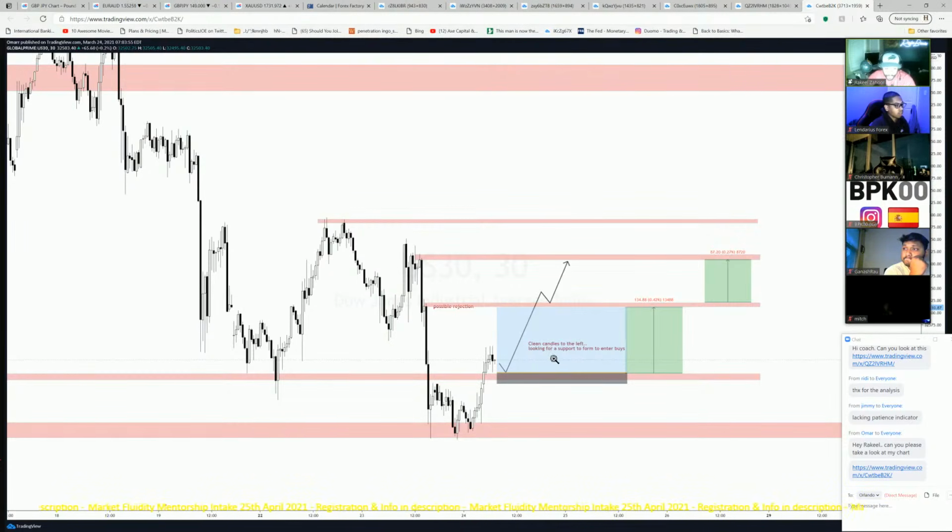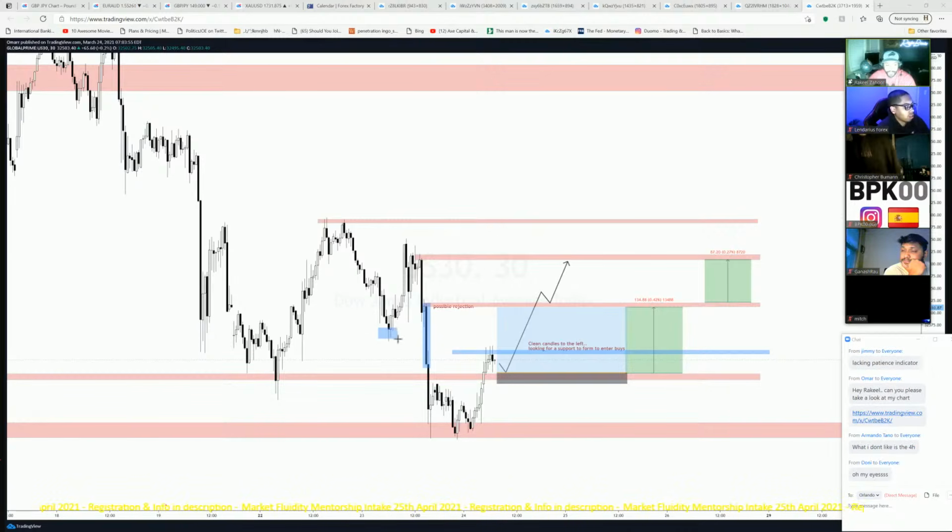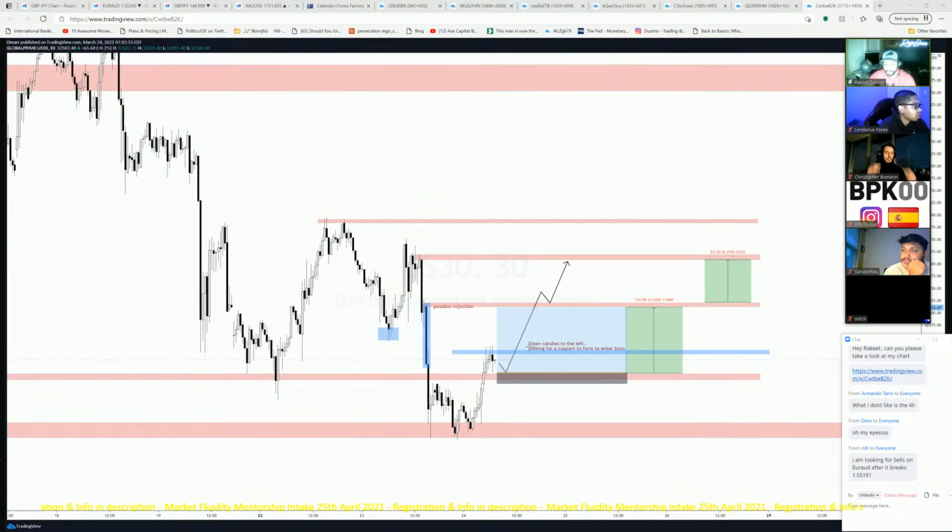Clean candles to the left. Looking for support to form to enter buys. I think it's going to be much better if you look for a break above this area here, because you've got clean candles here to the left hand side. And also keep in mind this zone here to the left as well, as we continue moving up. It should make sense for price to continue up because you've got clean range to the left hand side.